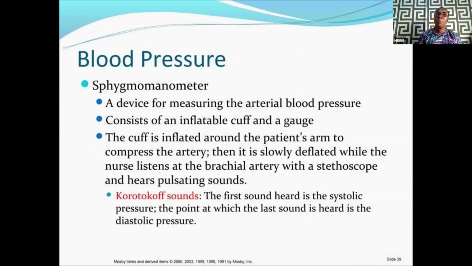If you were doing a manual blood pressure reading, usually you will need a stethoscope and a manual sphygmomanometer, and you will put on the cuff and then listen for the sounds. The sounds to listen for are called Korotkoff sounds. When you come for your practicals, the clinicals in the hospital, you will have some hands-on experience with this.